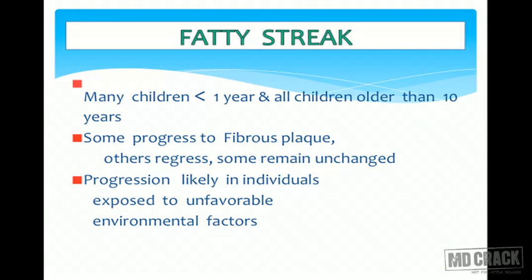It is very common even at the age of around 1 year. All children older than 10 years will show fatty streaks in a cut section of the aorta. It all depends on whether they will progress to fibrofatty plaques or regress. It depends on various factors, modifiable and non-modifiable factors, what I told initially. Sometimes they will regress if there is good physical activity and no diabetes, no hypertension.